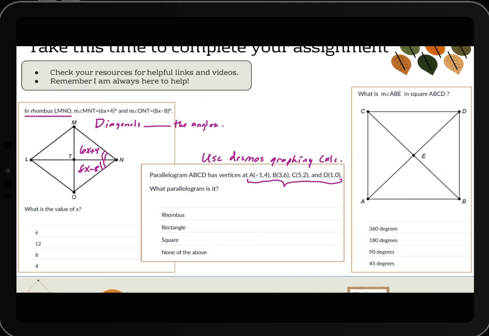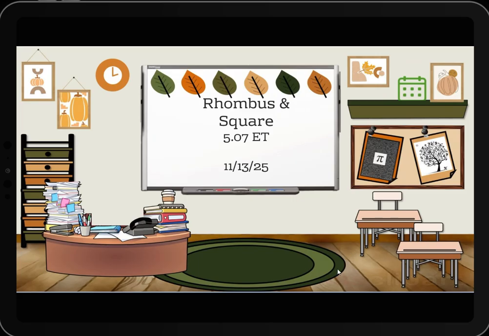And then the final one is, what's the measure of angle ABE in the square ABCD? So ABE is going to be this angle right here. There's an example in our slides where we actually went through this very thing, and I would recommend that you go back and look at what that specific degree value was that we kept using when we were bisecting the overall angle at the vertex of a square. Okay, and so that's going to represent our lesson on 5.07 for a rhombus and a square.